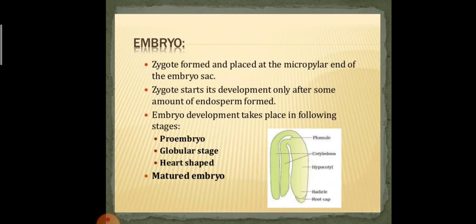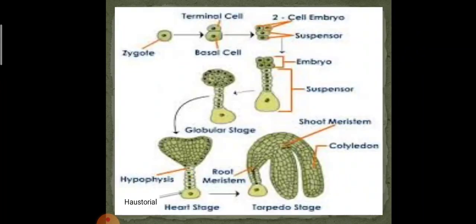So first we will discuss the formation of the embryo. That process is known as embryogenesis. So how is embryogenesis carried out? Embryogenesis takes place in different steps. The embryo develops through different stages like pro-embryo, globular stage, heart shape, and the mature embryo, which we can call torpedo shape or horseshoe shape. So how it develops, we will discuss.